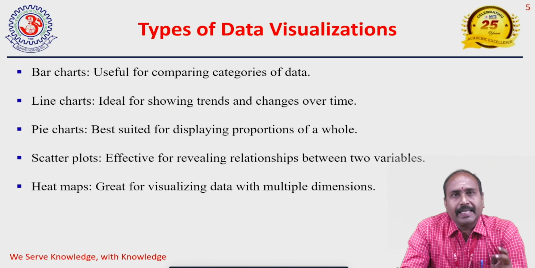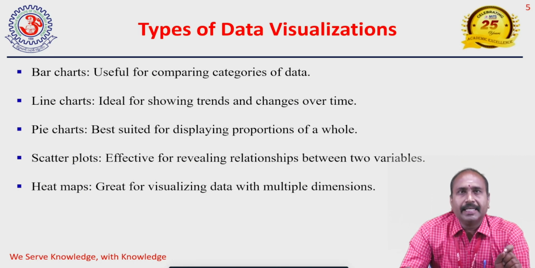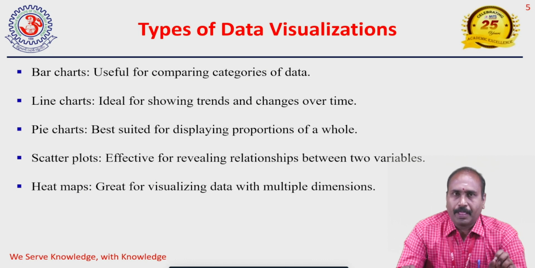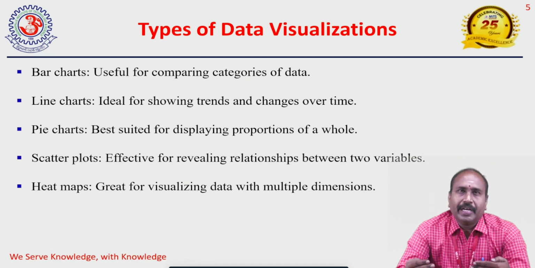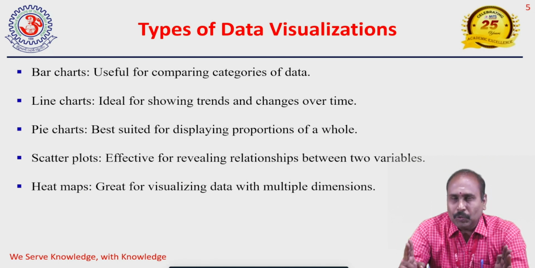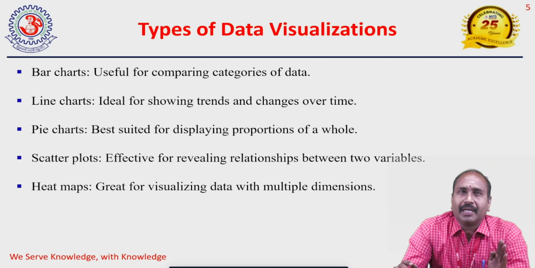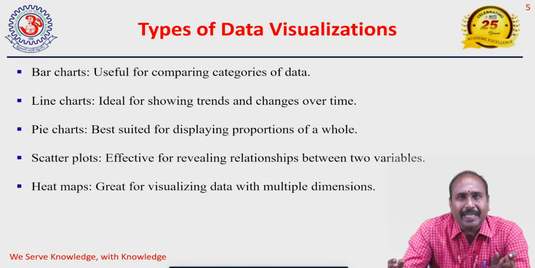And the second one, line chart. It's ideal for showing trends and changes over time. Okay. Then what is the difference between a bar chart and a line chart? Bars only represent categories, covering different types of data. But a line chart represents the time period for a particular product.